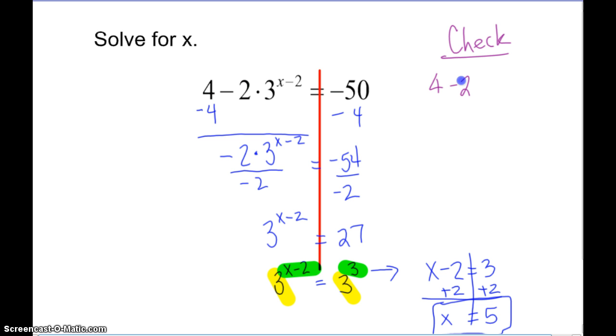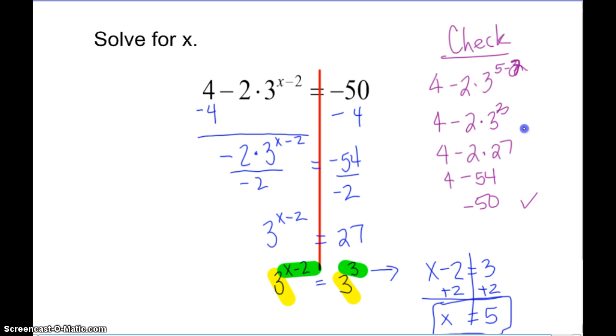4 minus 2 times 3 raised to the 5 minus 2. I want to show that that's negative 50. 4 minus 2 times 3 to the power of, this is a 2, raised to the power of 3. That is 4 minus 2 times 27, 4 minus 54, negative 50. Notice that it does check out. Again, I apologize, this was a 2 up here, so 5 minus 2 is 3.